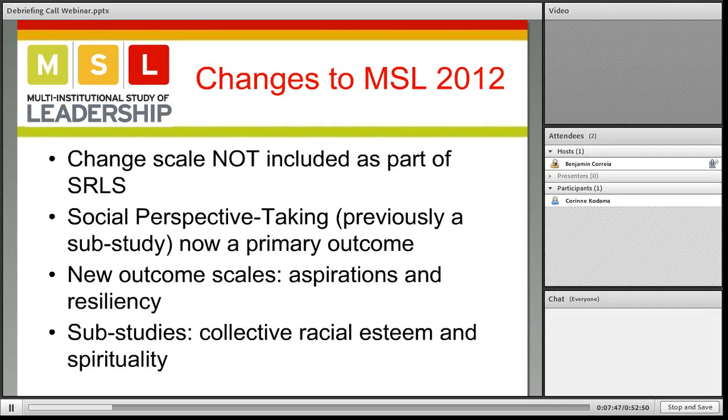Social perspective taking was a sub-study prior to this year. Now it is one of the primary outcomes because research is showing its connection to leadership. We wanted to include it in the main core instrument. There are also some new outcome scales, again based on research and current theory. Leadership aspirations and resiliency were added to the main scale. And then our sub-studies this year are collective racial esteem and spirituality, which have been sub-studies in the past as well.